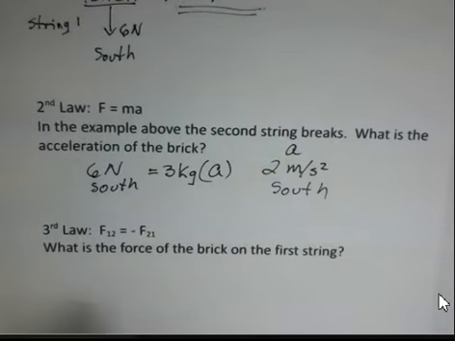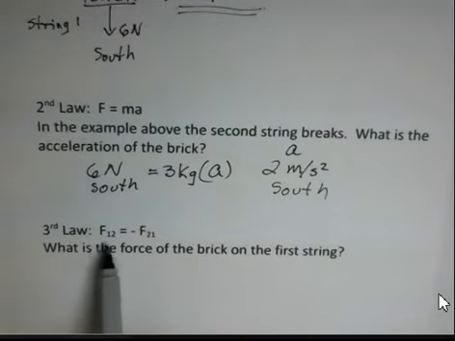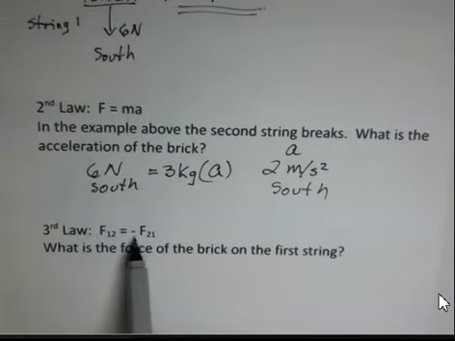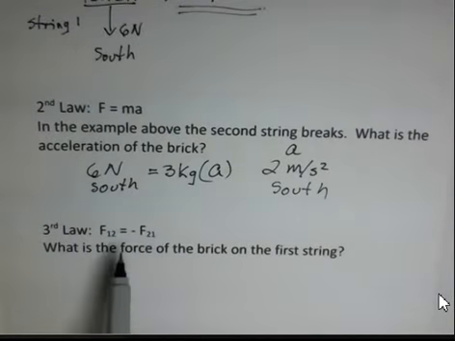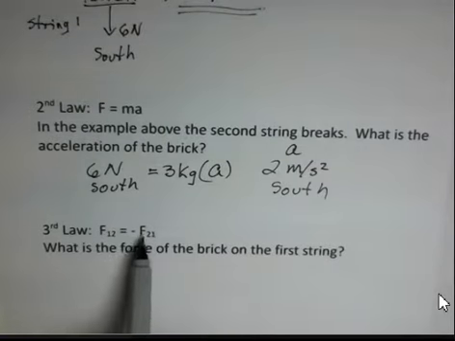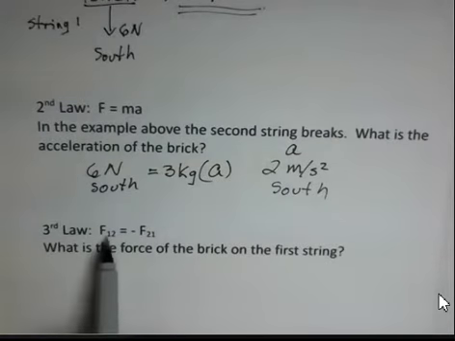All right, third law. The force of object 1 on object 2 is equal to the negative of the force of object 2 on object 1. These two forces have the same magnitude. The minus sign just means we change the direction. Notice that the forces are acting on different objects.